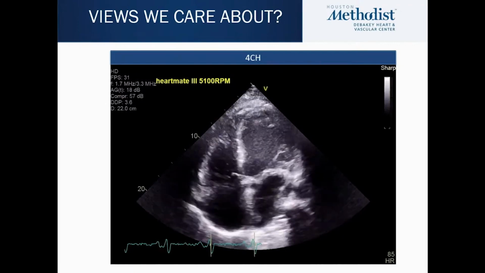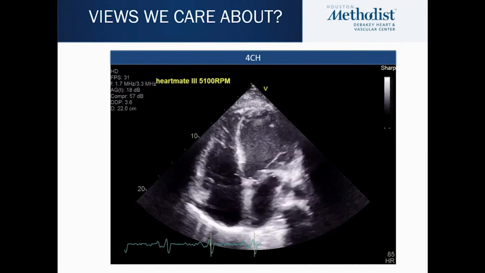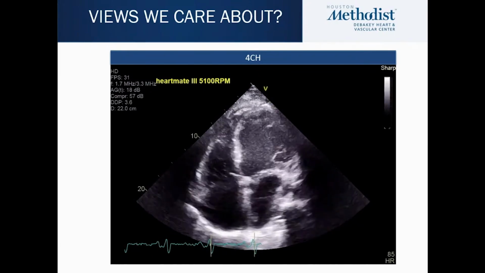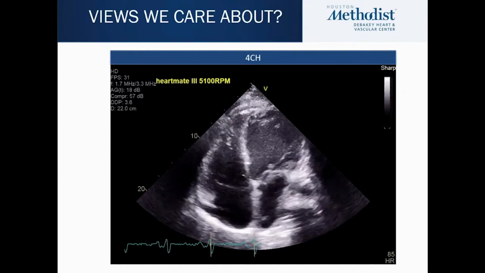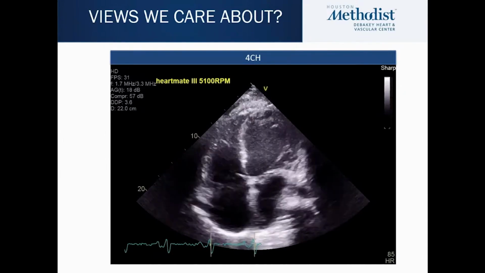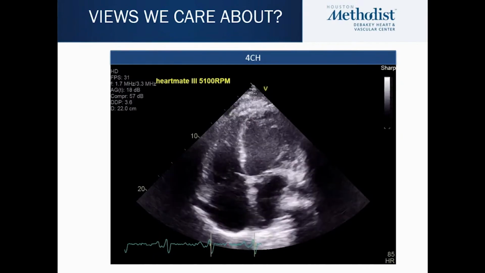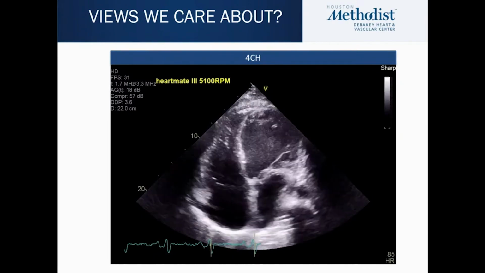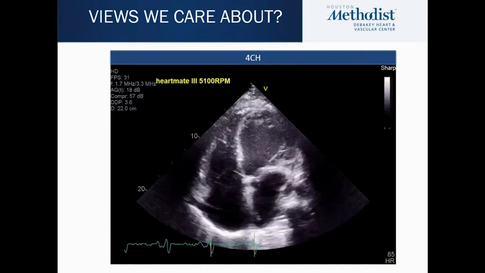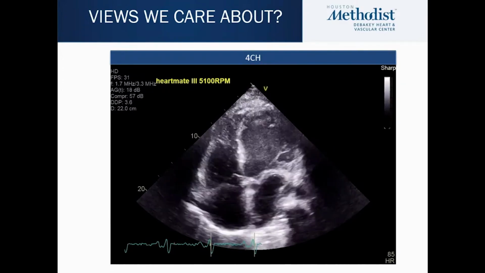Now, the other important view, of course, is the four-chamber view. Here, what we're looking for is what I call the LV-RV interdependence. The physiology changes a lot once you are on LVAD support. We look at the inflow cannula interaction with the septum, and the septum interaction between the LV and RV, whether it's deviated towards the left, deviated towards the right, or midline.